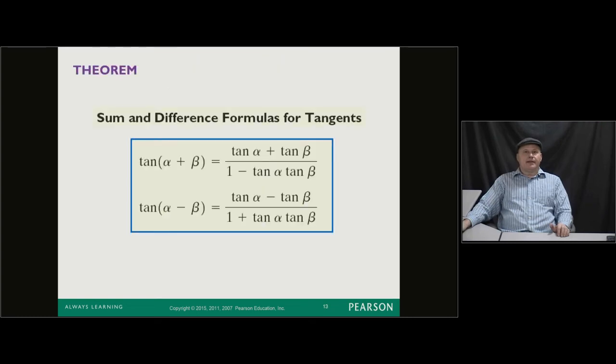All right. And now the sum and difference formulas for tangents. So again, you need to pause this video right here, and you need to write these down. So the tangent of alpha plus beta is the tangent of alpha plus the tangent of beta over 1 minus the tangent of alpha, tangent of beta. And the tangent of alpha minus beta is the tangent of the first minus the tangent of the second over 1 plus the tangent of the first times the tangent of the second.